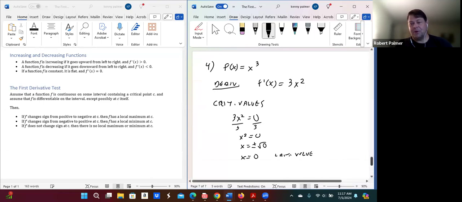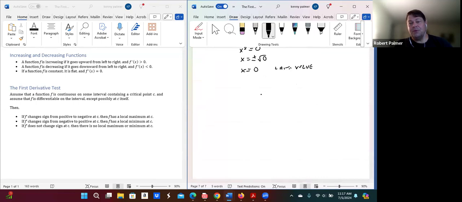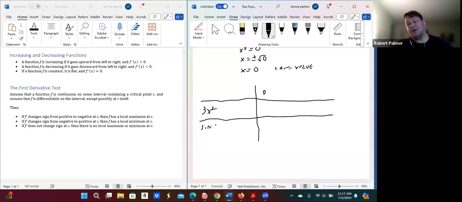I guess we do a really quick sign chart just to show it. So we'll have one critical value right here at 0, and we'll only have just 3x squared, the sign of our derivative. Well, we plug in once again test values like -1 and 1. Pick whatever you want. Basically, since this is x squared, remember that's always positive. So this is positive here and positive here, and so we just get the same sign. And so basically it says it's increasing here and increasing here.